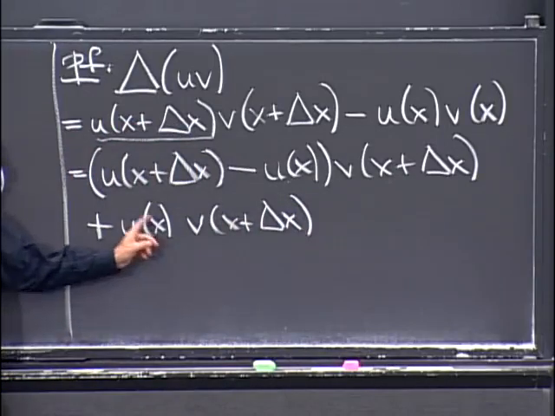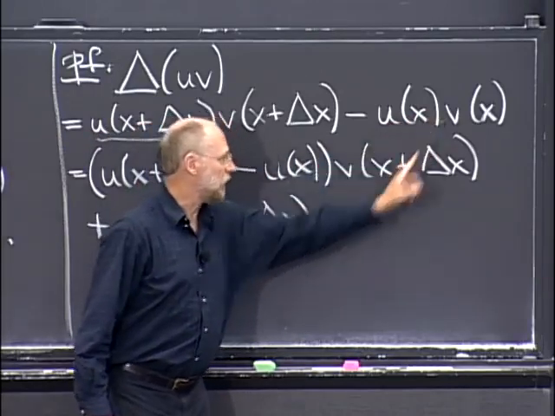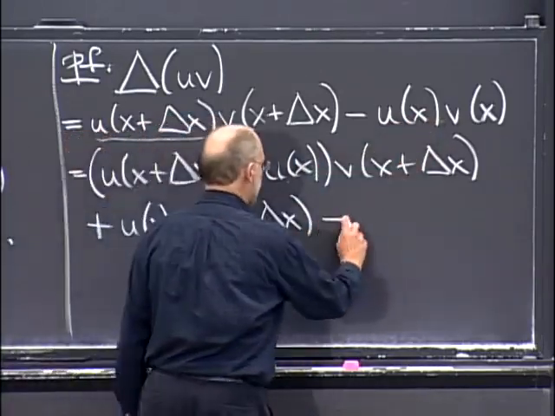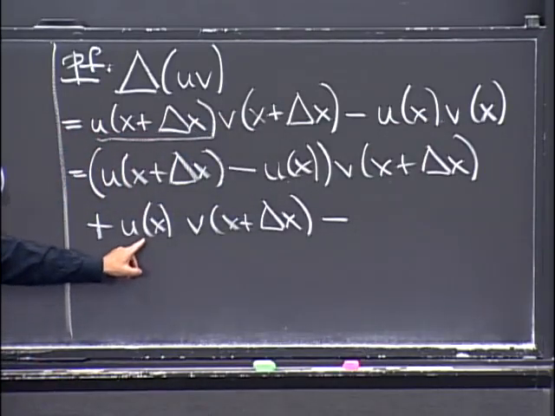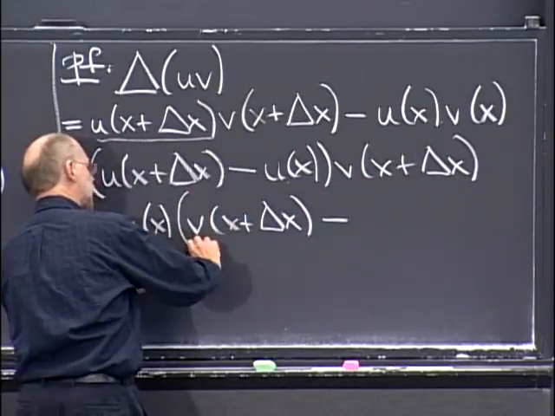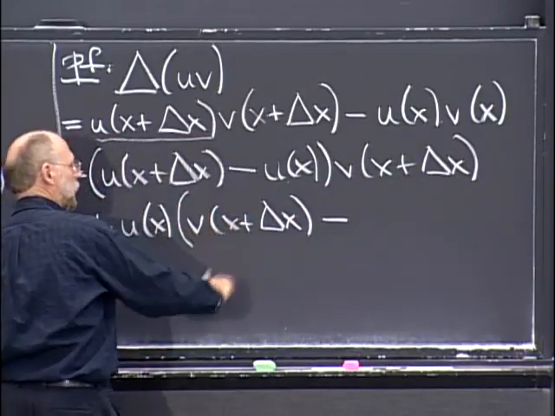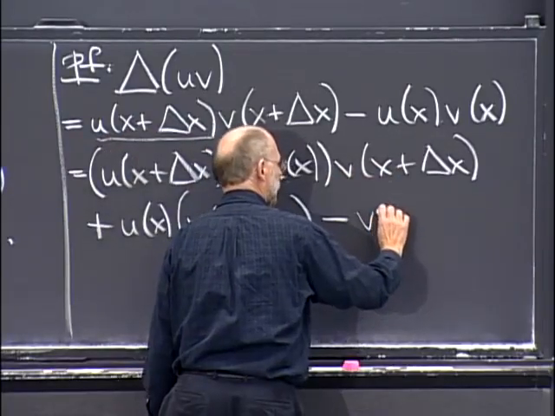OK, now I've canceled off what was wrong with this line, but I'm still not quite there because I haven't put this in yet. So I'd better subtract off u of x times v of x, and then I'll be home. But I'm going to do that in a clever way because I notice that I already have a u here. So I'm going to take this factor of u and make it the same as this factor. And so I get u of x times this minus u of x times that. That's the same thing as u times the difference.